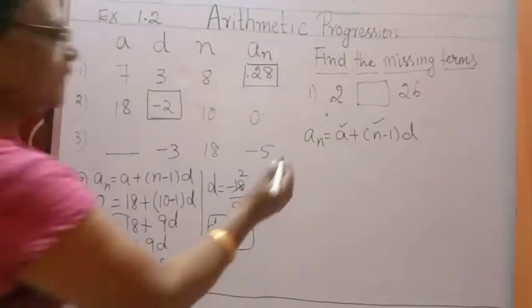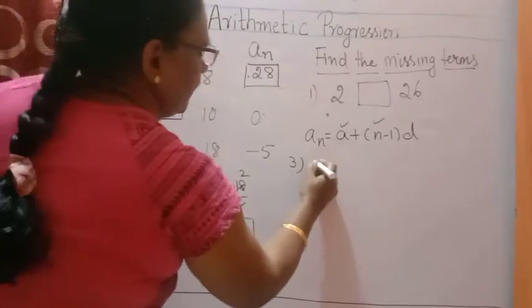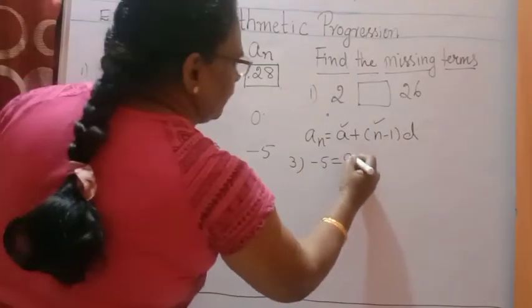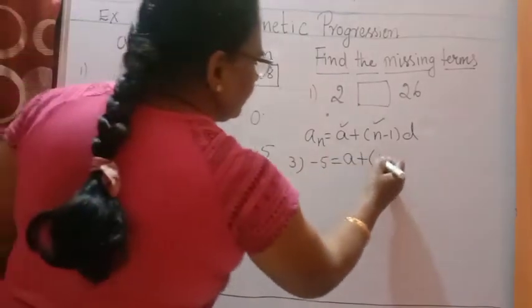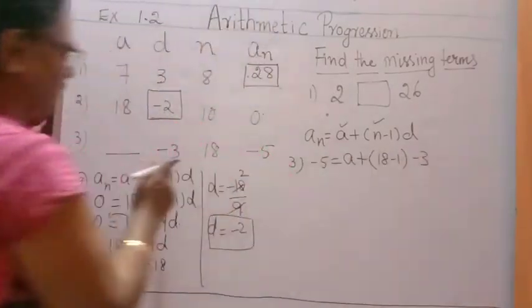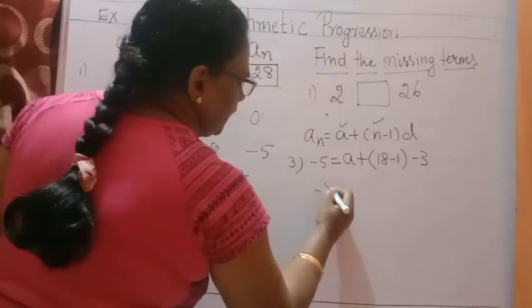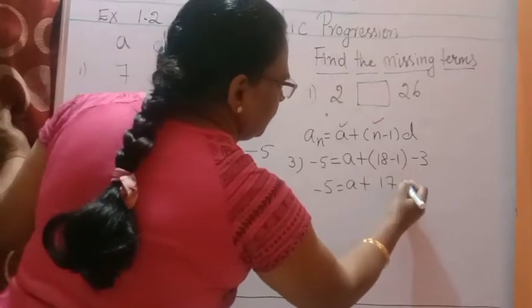Okay. The third problem: what is given? AN is given as minus 5. Minus 5 is equal to A, a value we don't know, so keep it as it is, plus N, the number of terms, 18, minus 1, into D. Here D is minus 3. So minus 5 is equal to A plus 18 minus 1, which is 17.